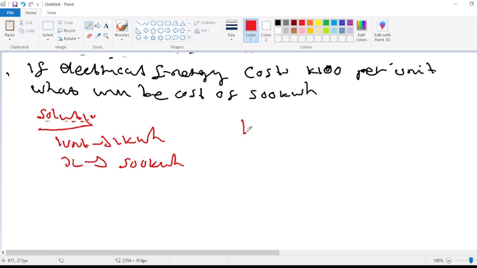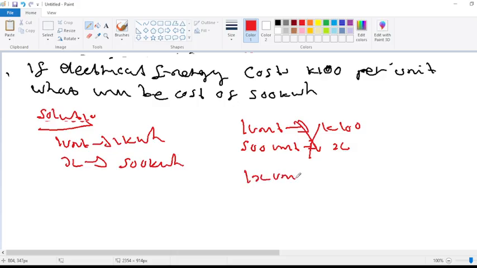So one unit is equal to 100 kwacha. Now, what about 500 units? Because 1 unit is equal to 1 kilowatt hour, 500 units is equal to, we don't know. Then we cross multiply. So it will be 1 times x is equal to 500 times 100. We are going to have 5,000 kwacha.